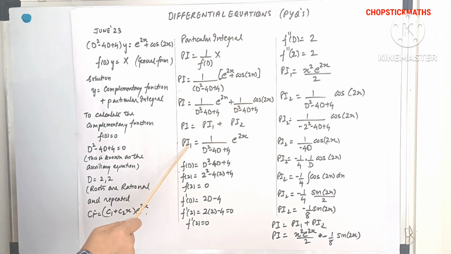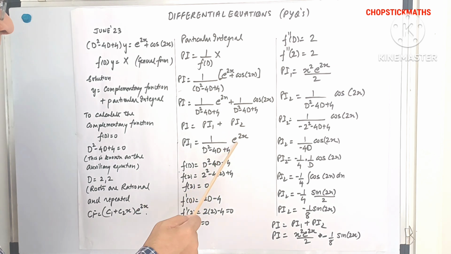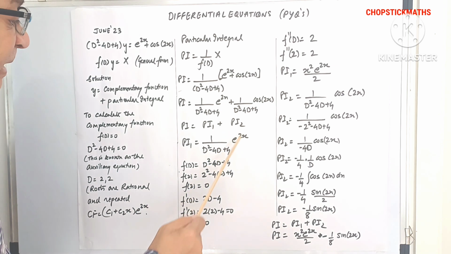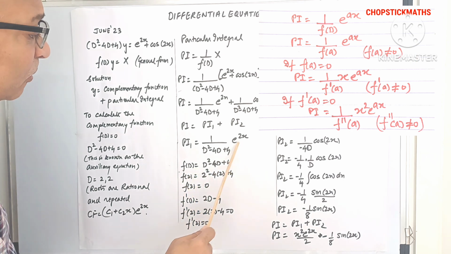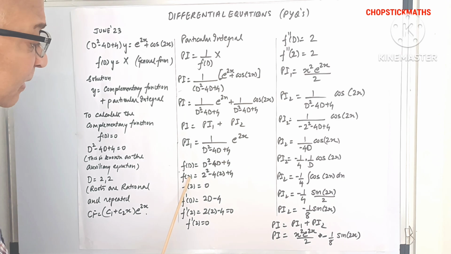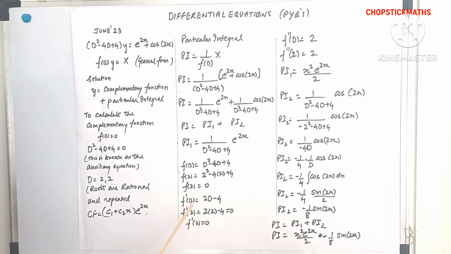Now let us first calculate PI1. PI1 = 1/(D² − 4D + 4) e^(2x). Now here a = 2, so f(D) is D² − 4D + 4. Therefore, substituting D as 2, we get f(2) = 2² − 4 × 2 + 4. That is, f(2) = 0. So f(2) is equal to 0.